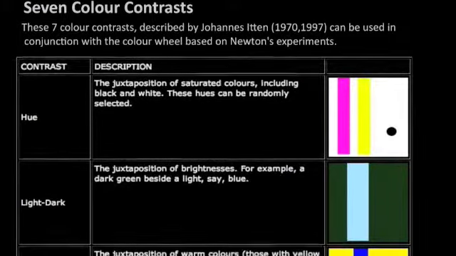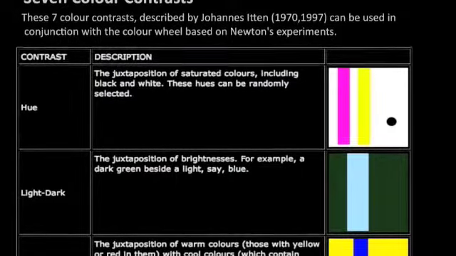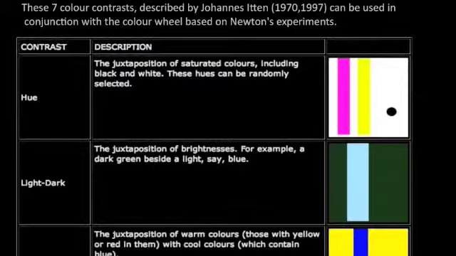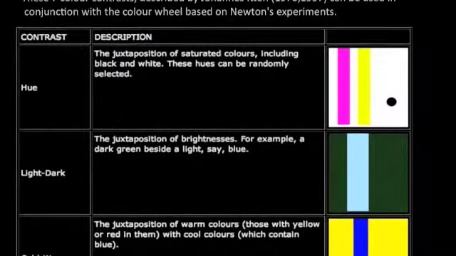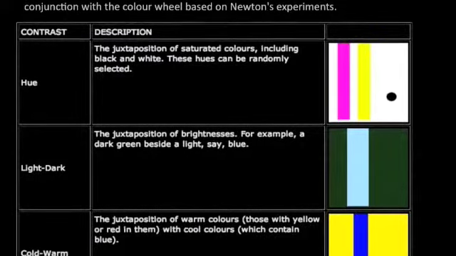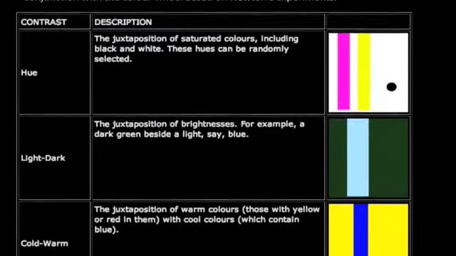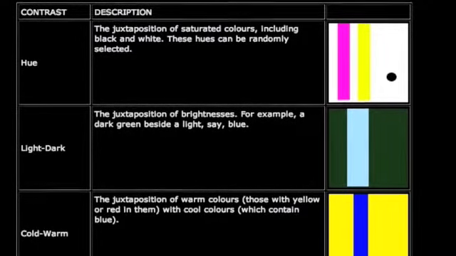When you're dealing with color, you have 7 color contrasts, and these were described by Johannes Itten. I'm describing them here based on Newton's color wheel. So the strongest color contrast is the juxtaposition between the primaries, and they're saturated. Then you can do a light-dark one, where you can use any color. So here we have green with blue, but one's light and one's dark.